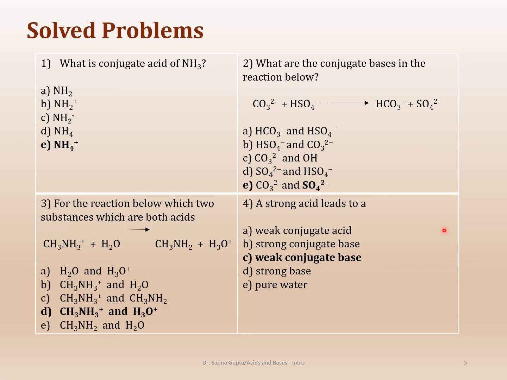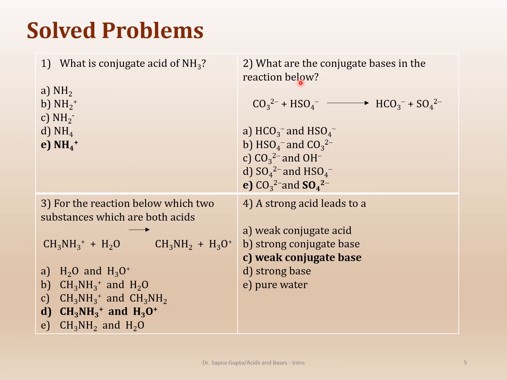So here are some solved problems. Okay, so what is the conjugate acid of NH3? So without looking at the answer, you look at NH3, add a proton to it, and if you add a proton, you literally add H plus to that. And if you add H plus to it, you get NH4 plus.